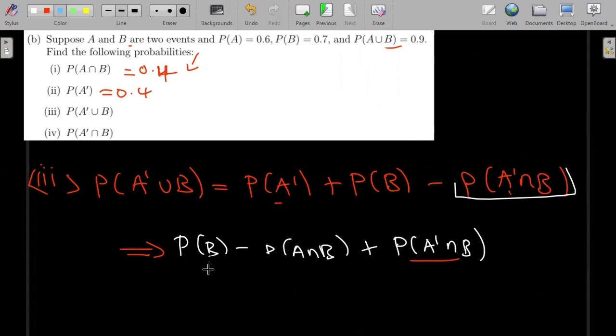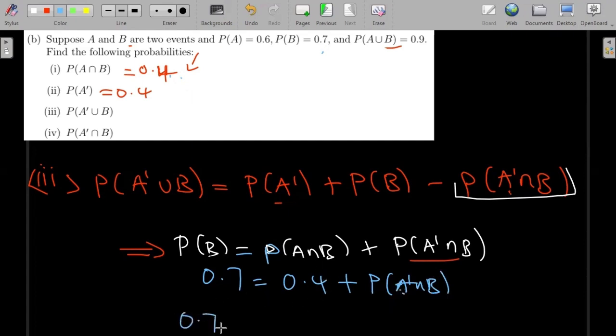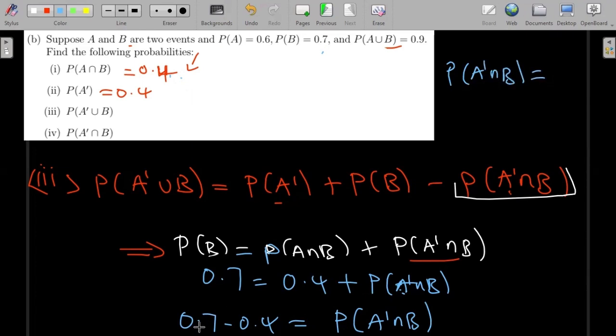The probability of B is 0.7, and this should be equal to the probability of A intersection B, which we found was 0.4, plus the probability of A complement intersection B. So we just take this 0.4 to the other side. So 0.7 minus 0.4 is equal to the probability of A complement intersection B, which is 0.3.